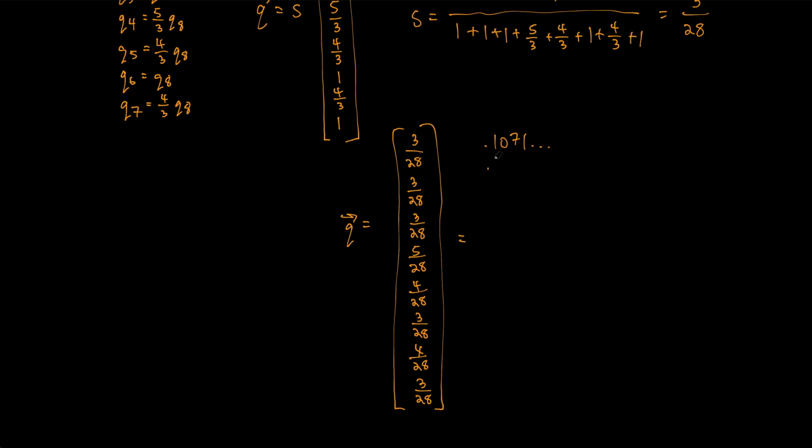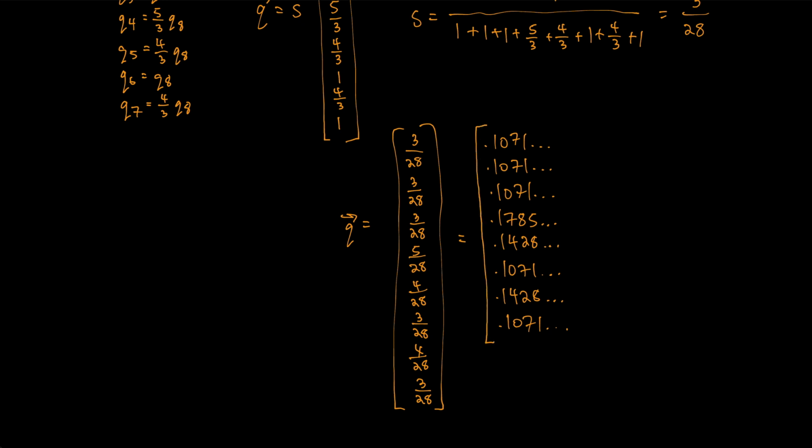Which is equal to, up to 4 decimal places, 0.1071, 0.1071, 0.1071, 0.1785, 0.1428, 0.1071, 0.1428, 0.1071. Right, that's 8 of these. Okay, good. And that's consistent with what we saw before.